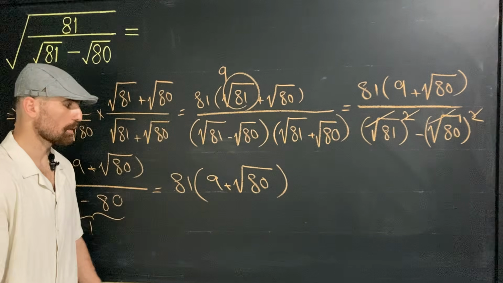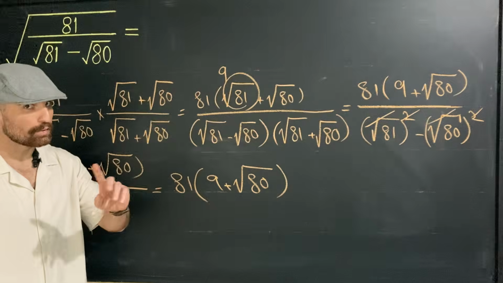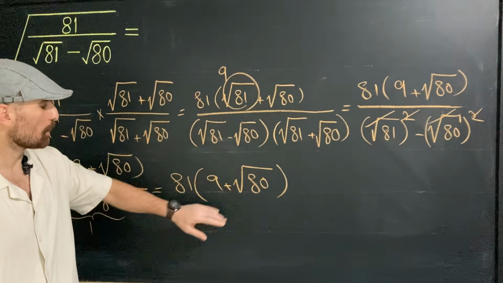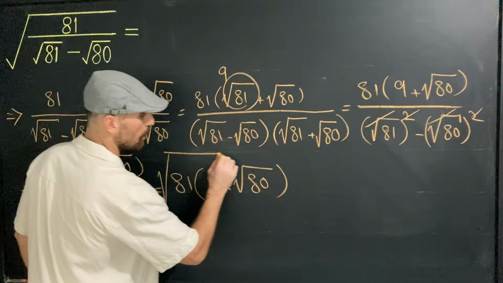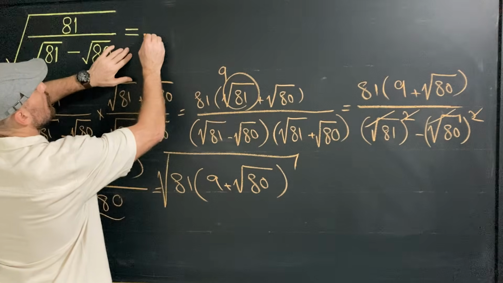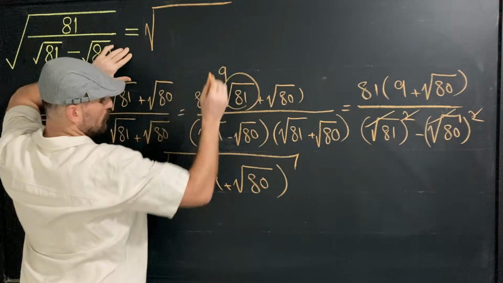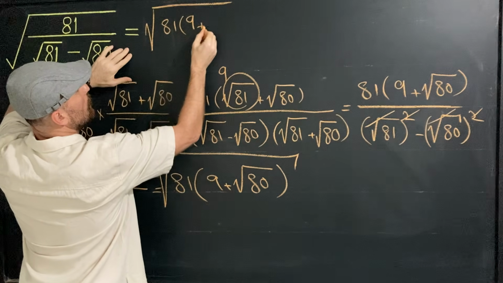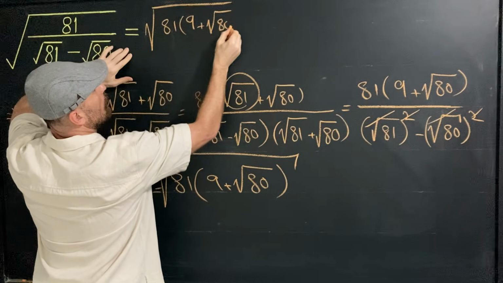But let me ask you a question. Is this the final answer? No, no, no. Do not forget, this is still our inner part. We need to find out the second root of this expression. So let me rewrite it here. Until here we have 81 times 9 plus second root of 80.